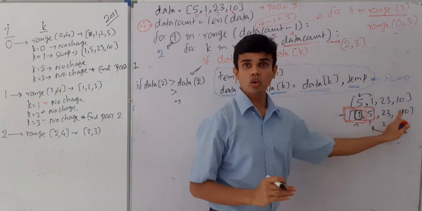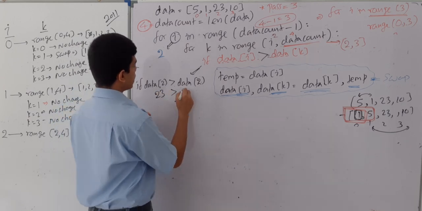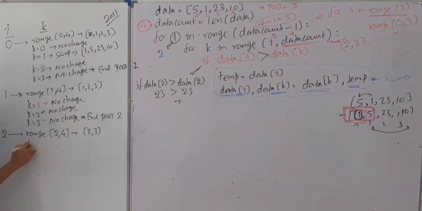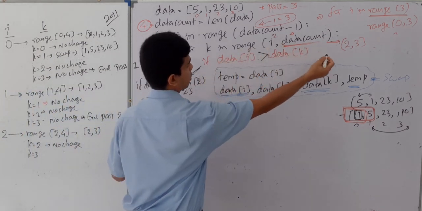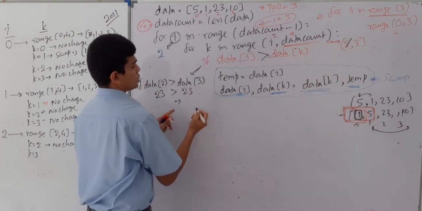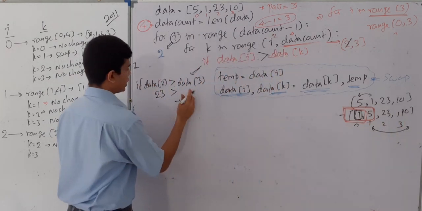Now these numbers are going to be compared next. That is going to be 23, data 2 is again 23, so no need to do any change. So k is going to start from 2, still no change. Then we go to the next round, k is going to be 3. So we have k plus 1, then we go to 3. Data 3 is going to be 10.